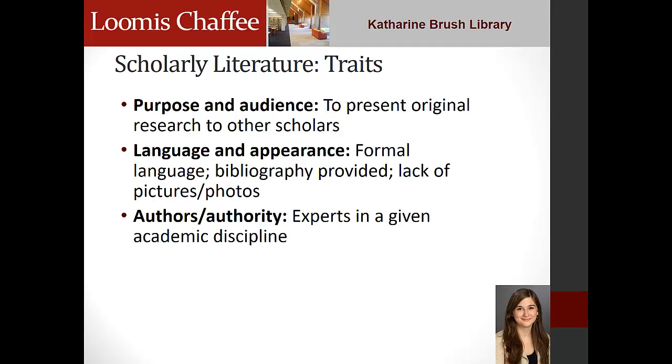Authors of scholarly journal articles are experts in their academic discipline. Therefore, they usually possess an advanced degree, such as a PhD, and work as professors and/or researchers. You will see their academic credentials displayed prominently within the article. Scholarly journal literature is peer-reviewed. This means that the articles undergo a rigorous review process by other scholars to ensure that the work meets high academic standards before receiving approval for publication.